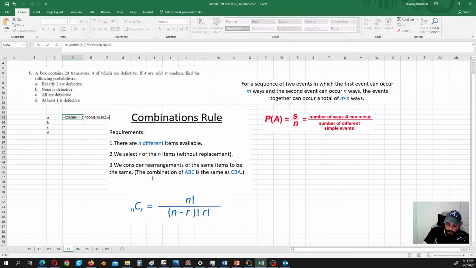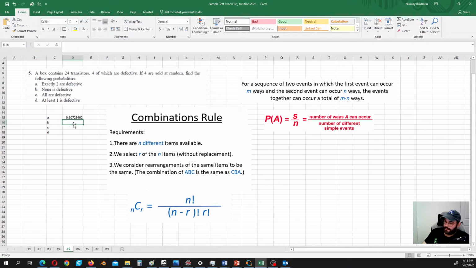Okay, and divided by combinations, so that's number of different events, simple events. In this case, that's in how many ways we can select 4 transistors out of 24. Okay, that's it. And probability is about 10.7%.